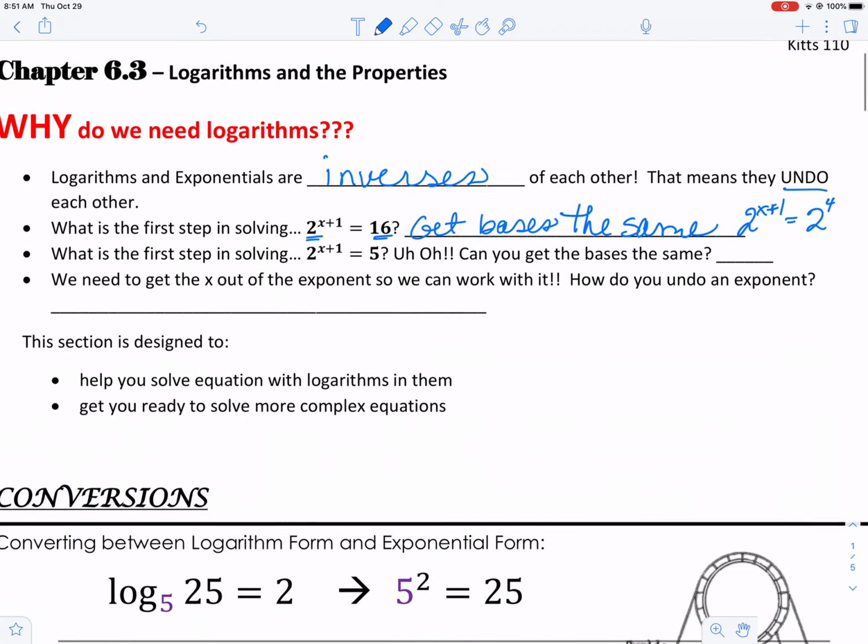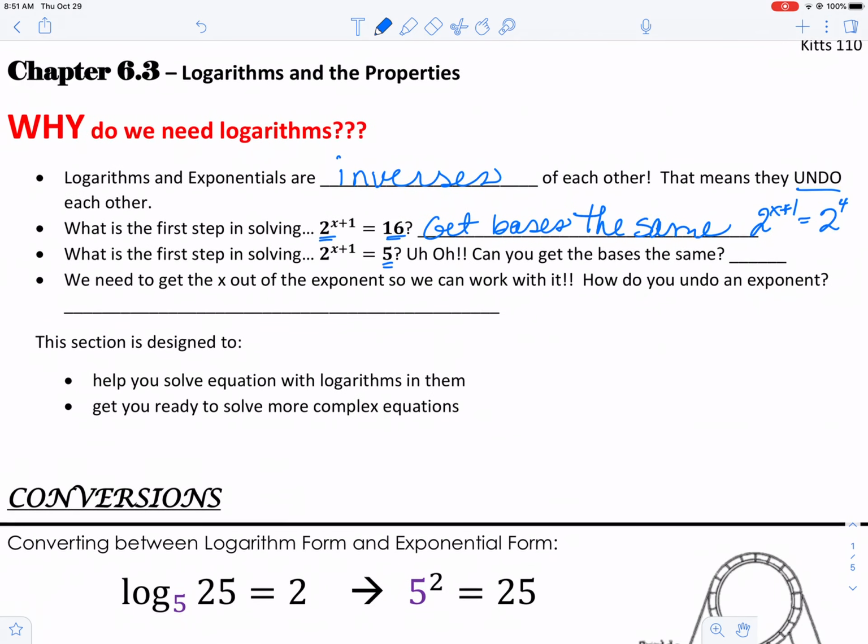This is 6.3. And in this one, we have a 5. There is no way to turn a 5 into a 2. It can't happen. You cannot get the bases the same. So we've got to figure out how to undo that exponent. That's the key, is to get that basically out of the exponent. Once it's down on the ground floor, we can work with it. But when it's in the exponent, we can't do anything. So the way we undo exponents is we do logarithms. We take a log. That's R, logarithm.